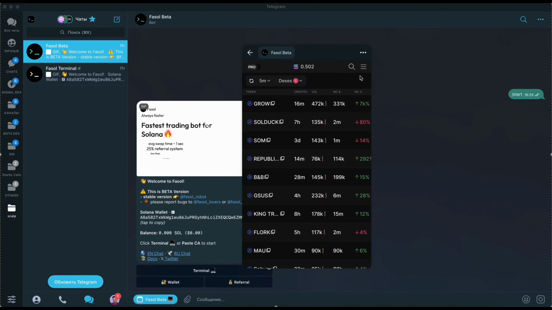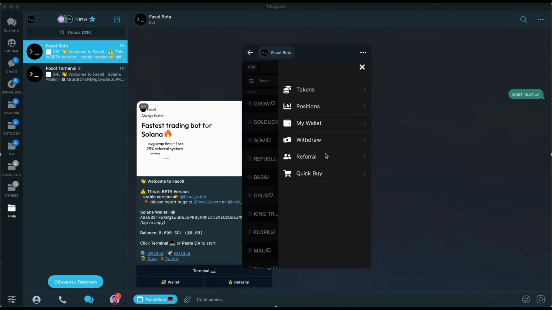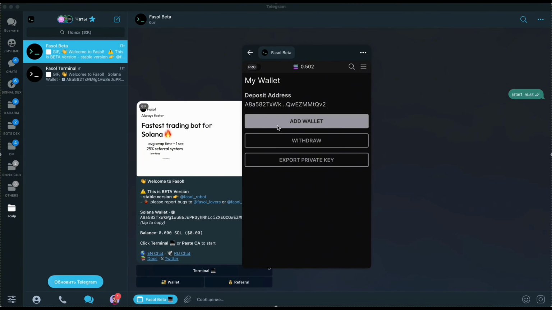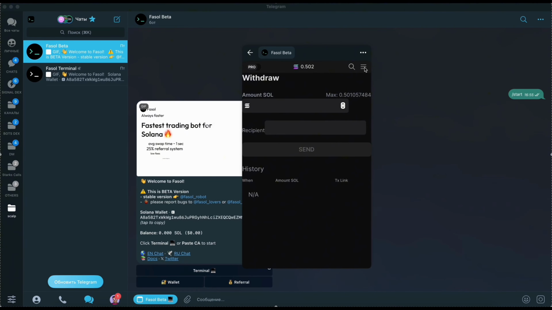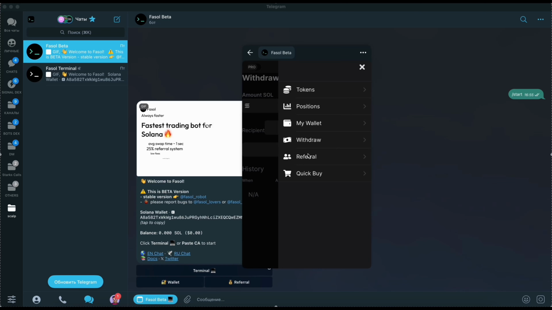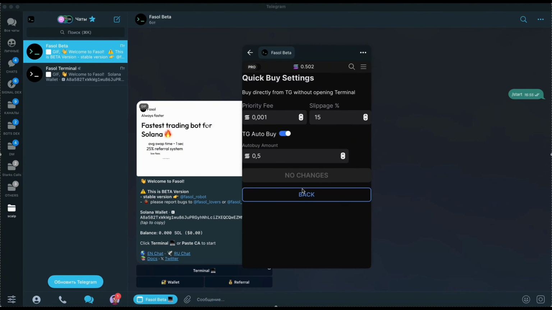So let's go back to the bot and see what else it has here. The standard functions are there. We can log into my wallets, add a wallet or delete it. We can also make a shipment here. There is a referral account here. By the way, that's very convenient.